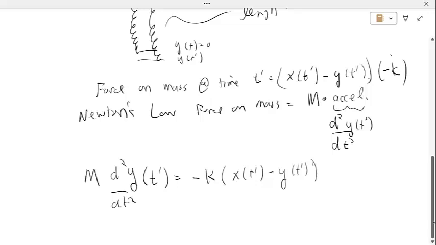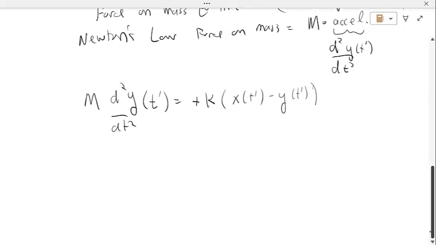Let's see. Does that make sense? I think I actually got the sign wrong here. This is going to be the negative deviation. This is actually going to be a plus. Okay, because I know that if y gets bigger, the force should become more negative. The force always is the opposite sign of the y. Okay, so this is the equation that it should be.